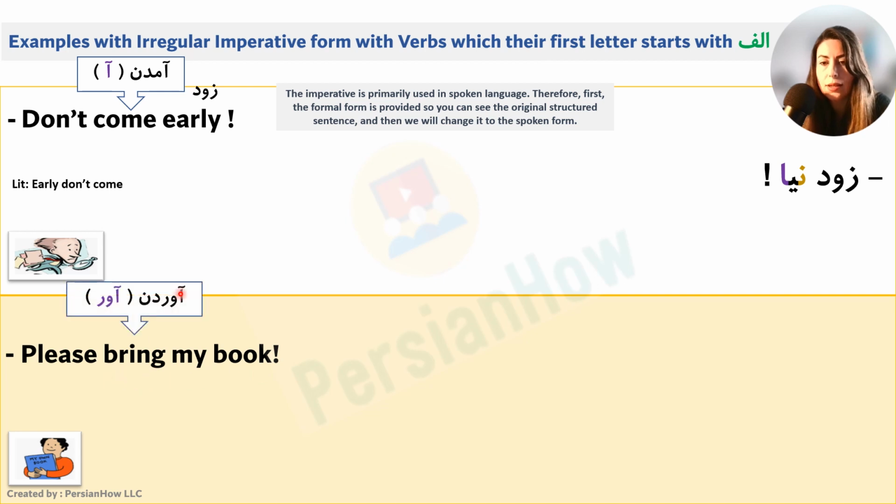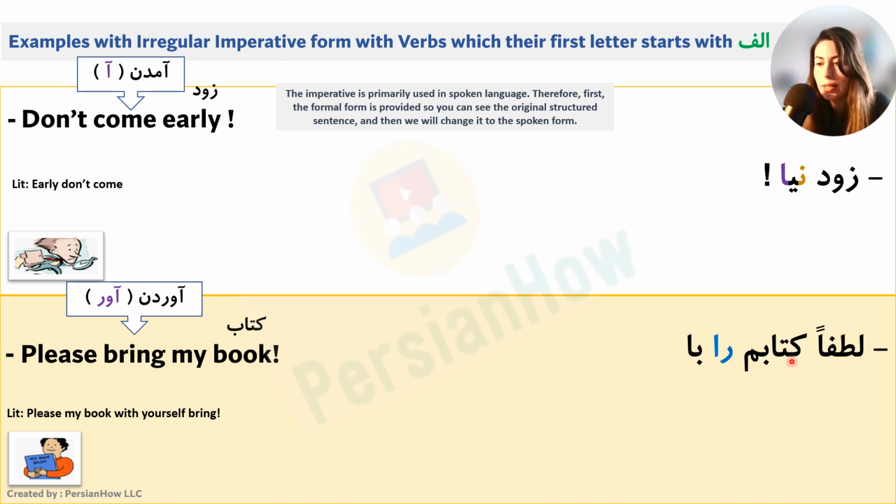And then the other one, please bring my book. So to bring is آوردن. آور is the present stem. So book is kitab. Literally, we need to say something like, please, my book with yourself bring. Because in Farsi, every time we use the verb to bring something, we say with yourself. We need to add self to it. لطفاً کتابم را با خودت بیار. خود is self, and then we make it possessive, yourself. خودت.